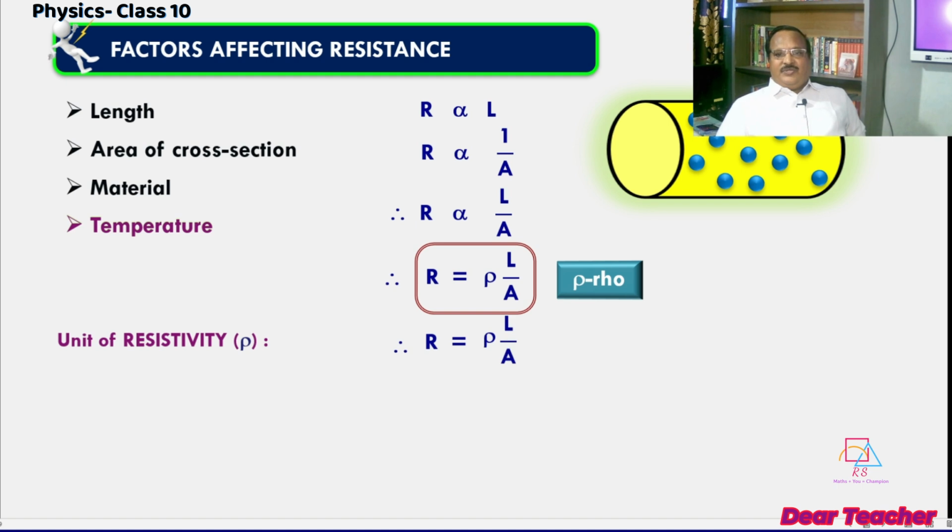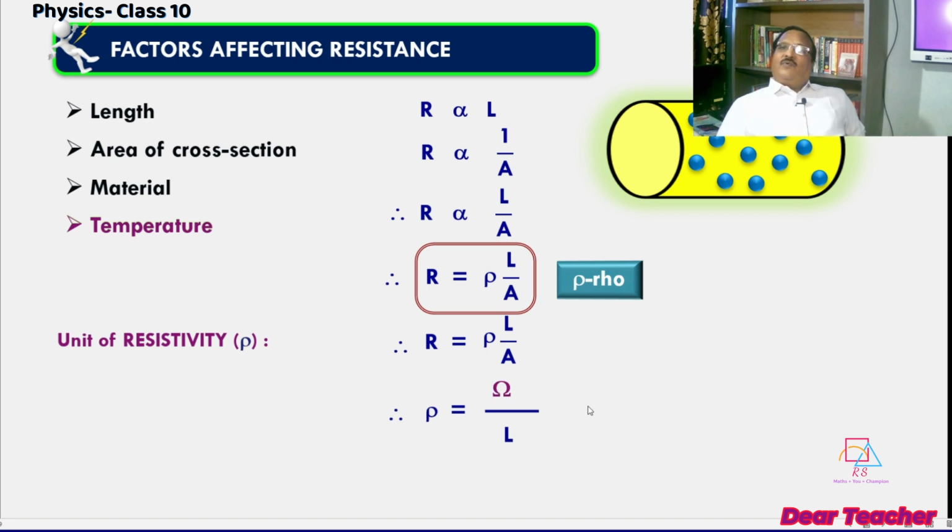So how can we find the resistivity of a conductor? From this relation, we get rho equals R into A upon L.